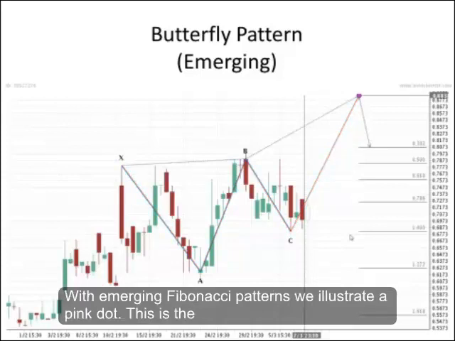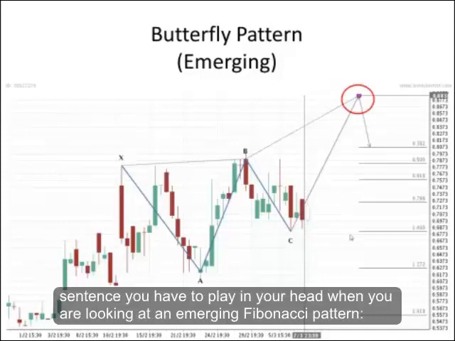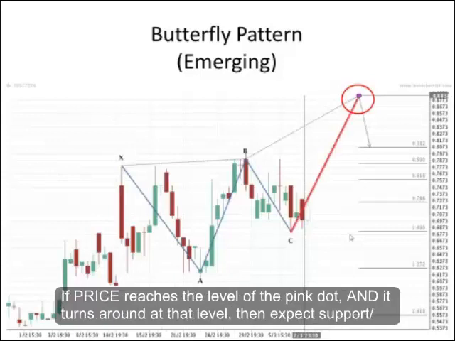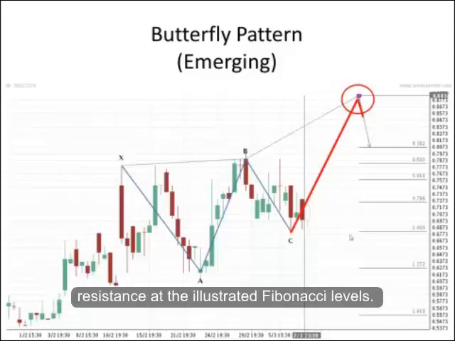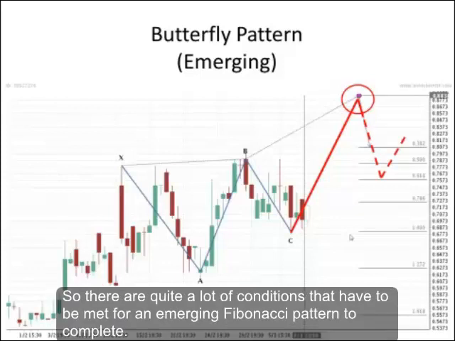With emerging Fibonacci patterns, we illustrate a pink dot. This is the sentence you have to play in your head when you're looking at an emerging Fibonacci pattern. If the price reaches the level of the pink dot and it turns around at that level, then expect support or resistance at one of the illustrated Fibonacci levels. So there are quite a lot of conditions that have to be met for an emerging Fibonacci pattern to complete.